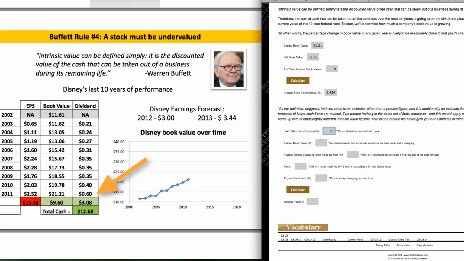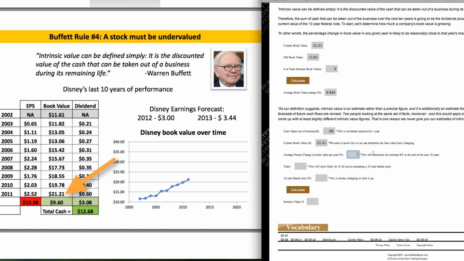Okay, so we got 60 cents in for the dividend. The current book value for Disney is $21.21, so we're going to put that in. And again, make sure you don't use any dollar signs or percents in here. Just put in the raw numbers.